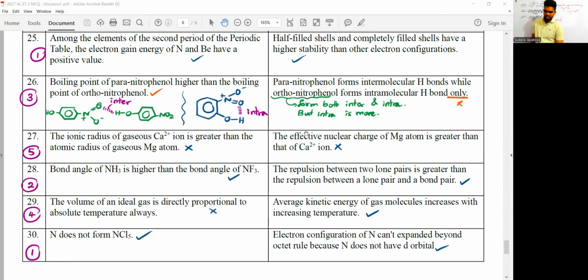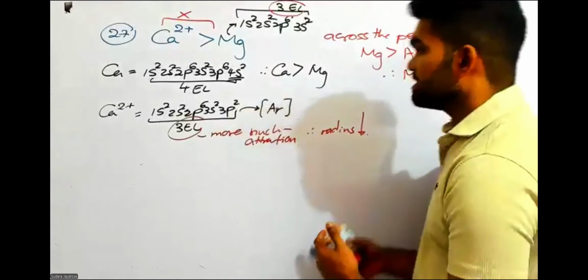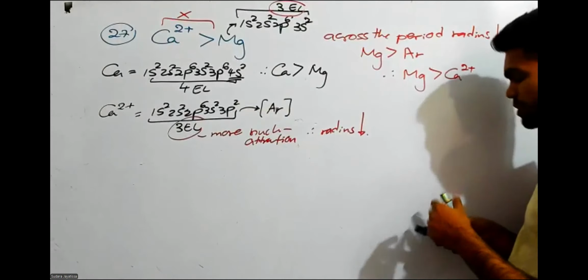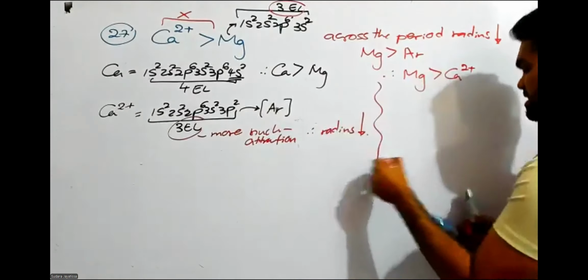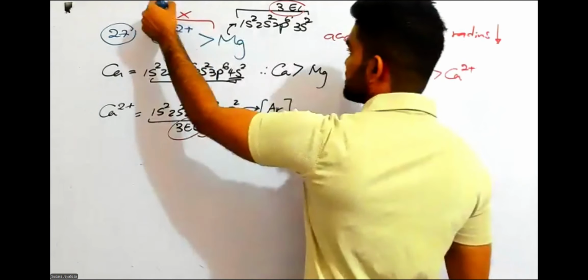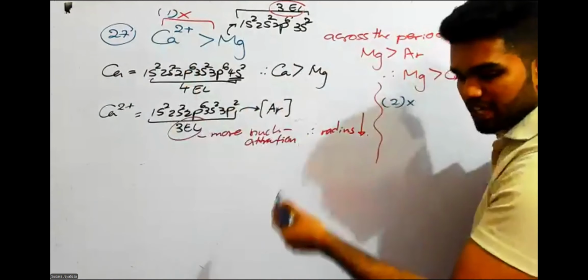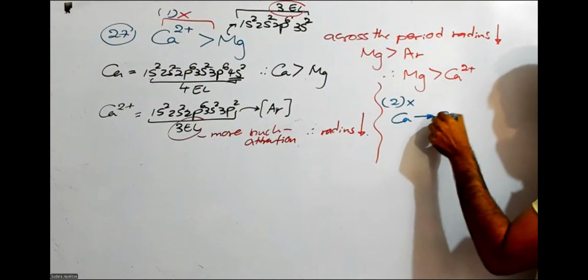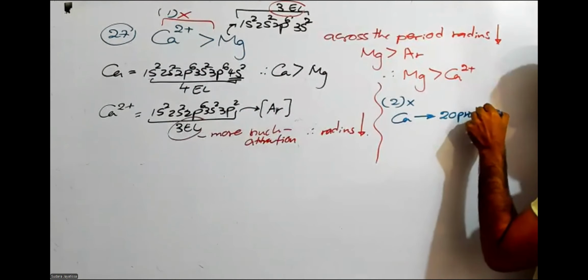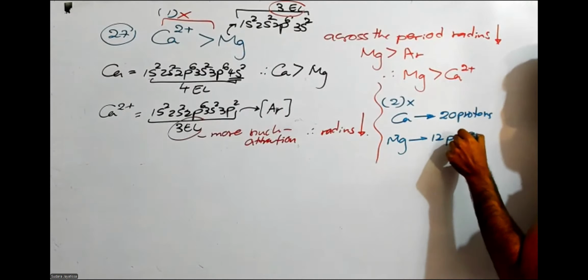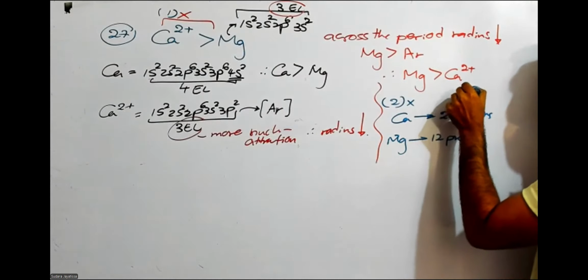Then look at the second statement: the effective nuclear charge of magnesium is greater. No, it's wrong. Effective nuclear charge is greater in calcium, or you can see that a higher number of protons are there. So the second statement is also wrong. First one is wrong, second one is wrong, so the answer is going to be answer 5. Calcium has 20 protons, while magnesium has just 12 protons. So calcium has more nuclear charge.